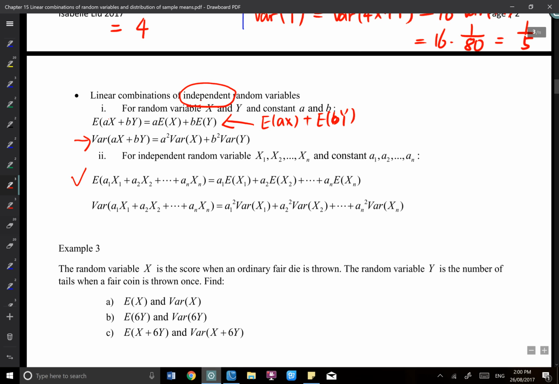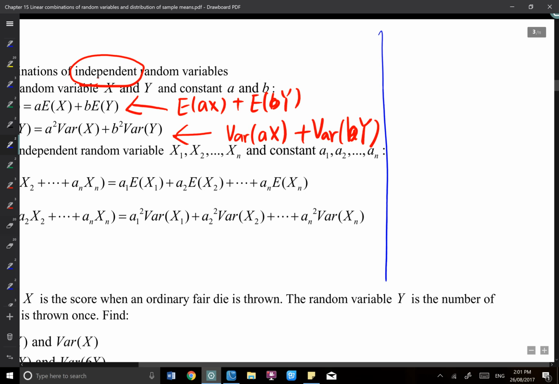For variance, it must be independent. If x and y are not independent, this rule is definitely wrong. If it's independent, then the variance of ax plus by is the variance of ax plus the variance of by, that's a squared variance of x plus b squared variance of y. The same happens here: if you add all of them, it's a1 squared variance x1, a2 squared variance x2, and so on. Please write one thing beside here. What is the variance of ax minus by?